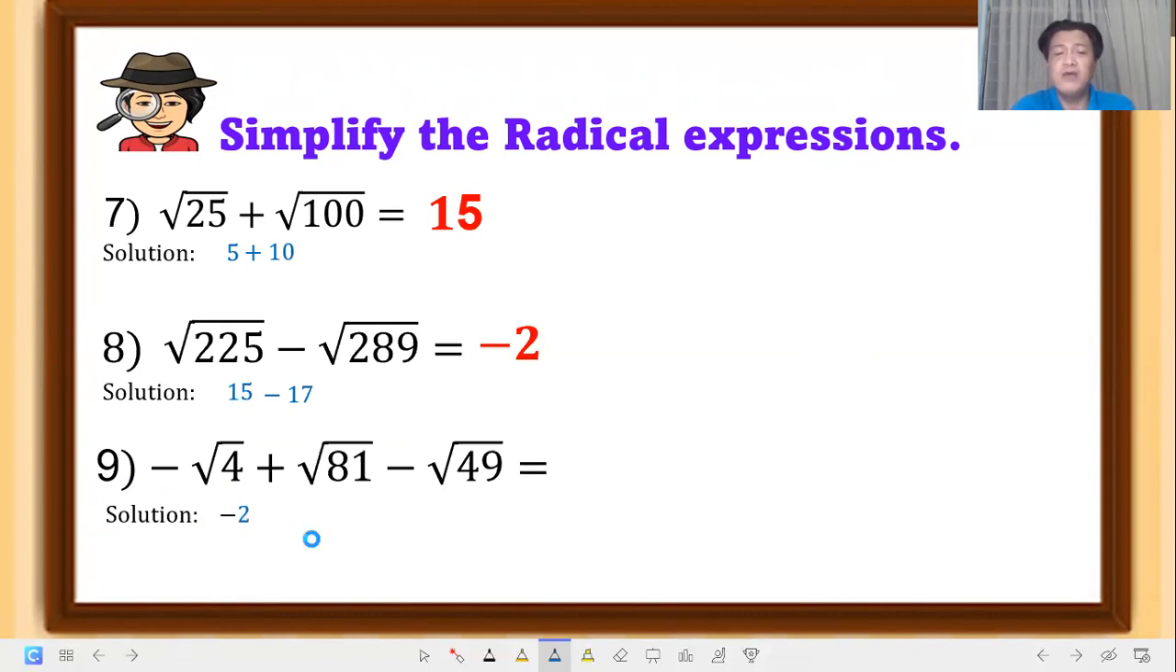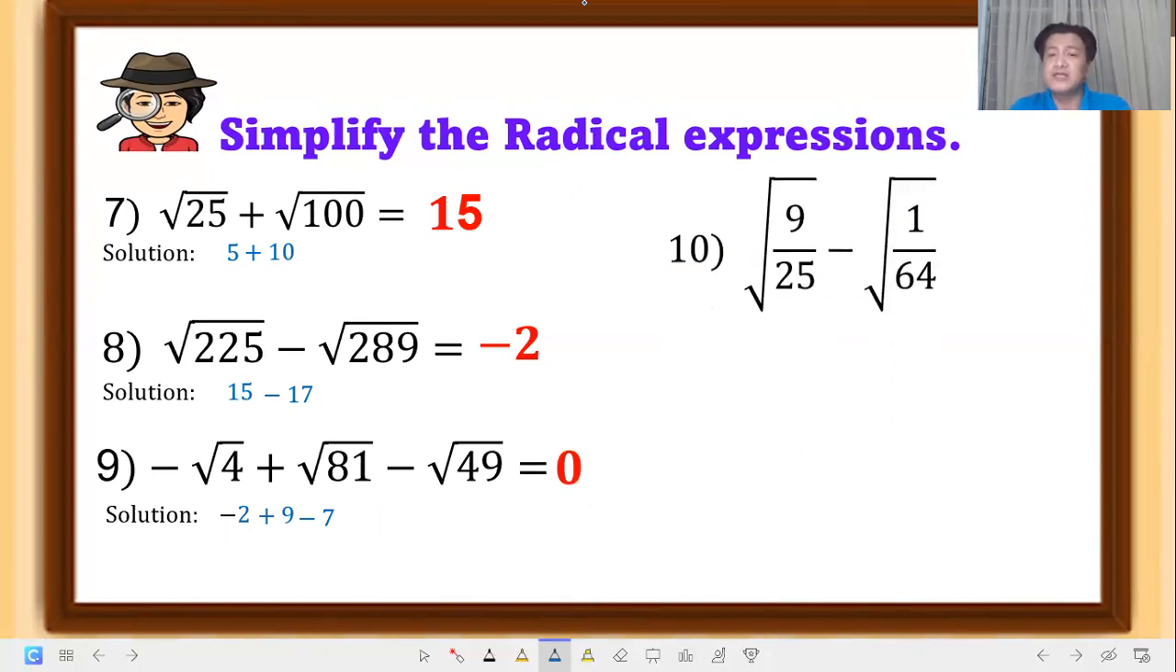And the square root of 81, that is equal to 9. The square root of 49, that is 7. You have to perform from left to right, no? Since same lang yung pantay, di ba, sa PEMDAS? Addition, subtraction is the same. Kaya nga, negative 2 plus 9 minus 7, that is equal to 0. Okay? Next, we have number 10.